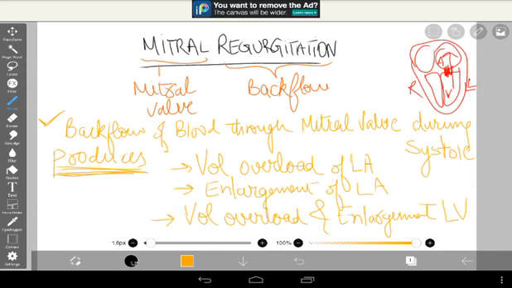To meet the cardiac output of the heart, the ventricle has to pump more volume, because some of the volume which is being pumped out of the ventricle is going back to the atrium. So it has to push itself to pump more volume so that cardiac output will be maintained. That's why volume overload and enlargement of the left ventricle also occur.